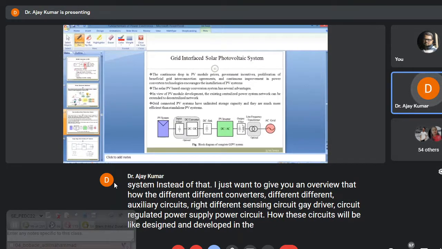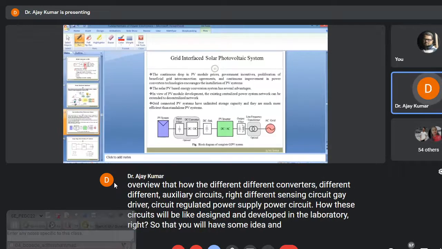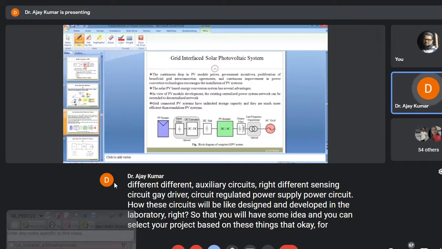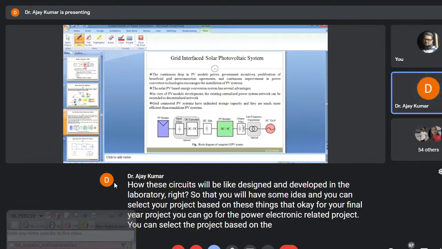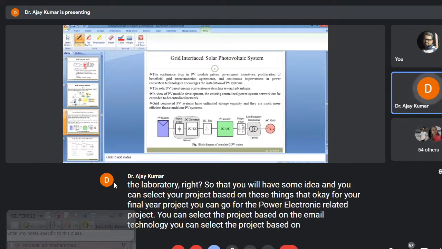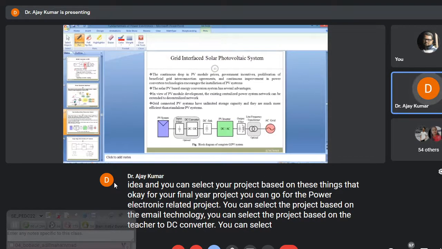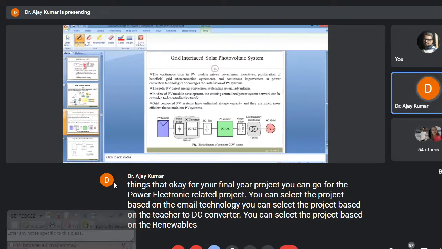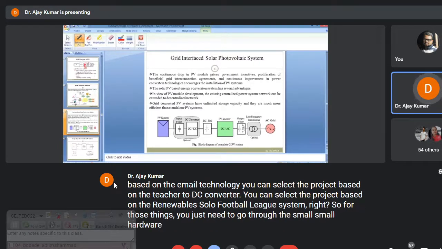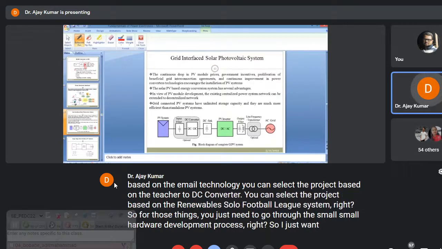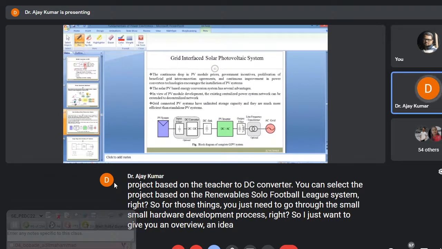So that you will have some idea and you can select your project based on these things. For your final year project, you can go for a power electronics related project. You can select a project based on EV technology, on the DC to DC converter, or on renewables, the solar photovoltaic system, right? For those, you just need to go through a small hardware development process, right?